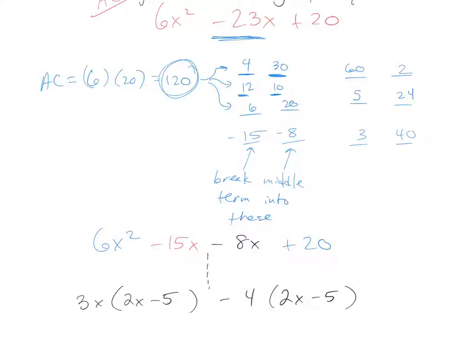Tristan, what's common in both terms? They both are factored out and become 2x minus 5. So you can group the 3x minus 4 with 2x minus 5 and get your answer. Okay? So recognize that 2x minus 5 is in both terms now.